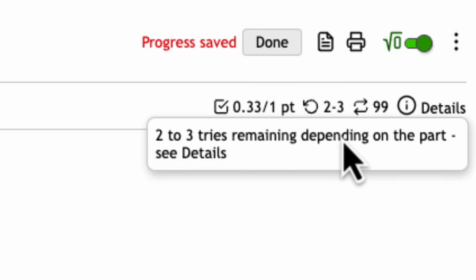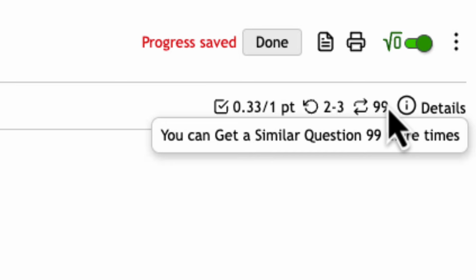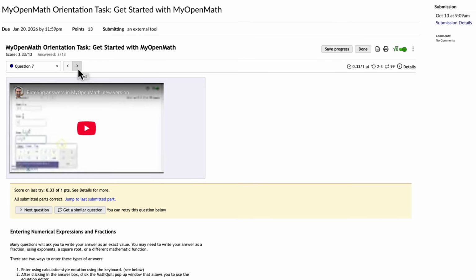The question still says I have 2 to 3 tries remaining depending on the parts. What this is telling me here is that I still have 2 tries on the first part and 3 tries on the second 2 parts of this question remaining. I could still get 99 similar questions if I needed to. I'm going to move on to the next question.